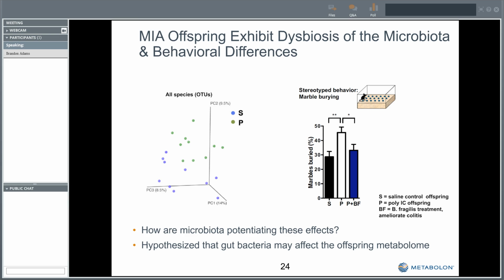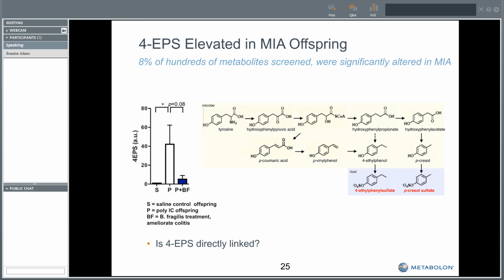And this behavior is reversed when the gut permeability is treated or ameliorated with B. fragilis. So those data suggest that there is indeed a link between gut bacteria and autism-like behavior in rodents. Now the next question is, what is the missing link?